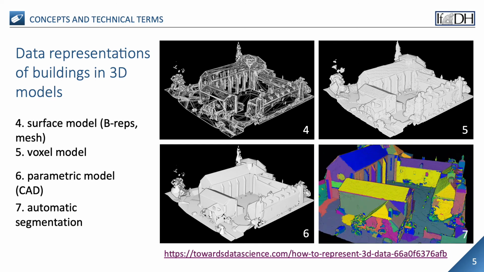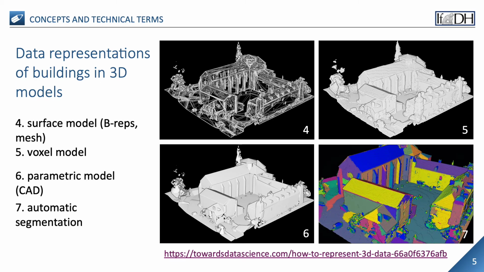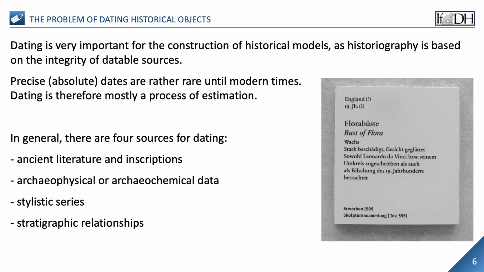Of course, such a 3D model cannot replace a real building survey. However, the modeling of complex historical content not only encounters external limitations, but also difficulties inherent to cultural heritage. For example, dating is very important for the construction of historical models, since historiography is based on the integrity of datable sources. However, a central problem here already lies in the exact dating.